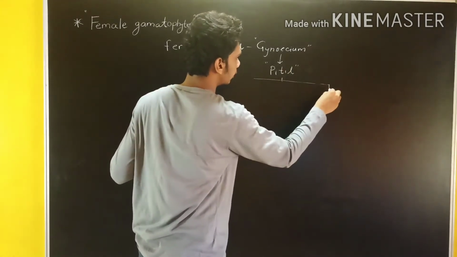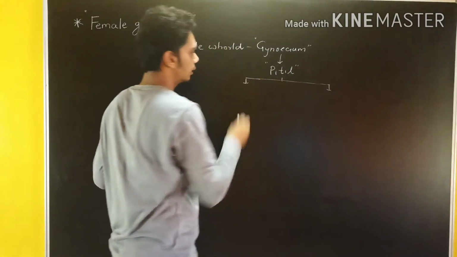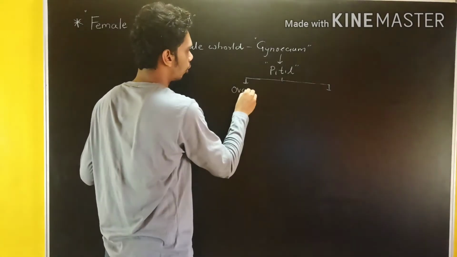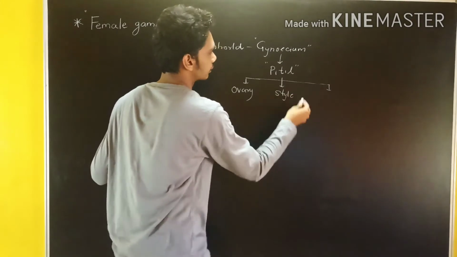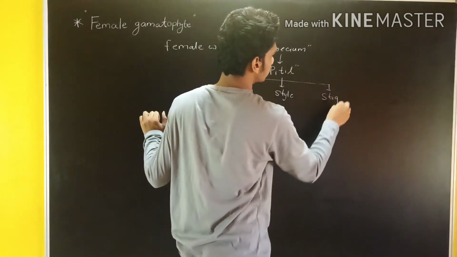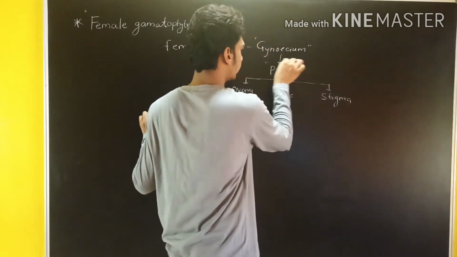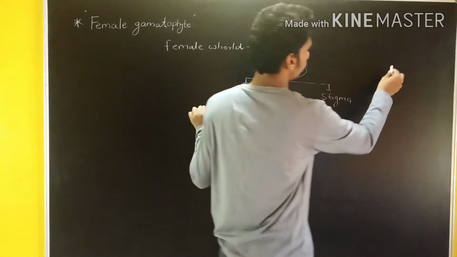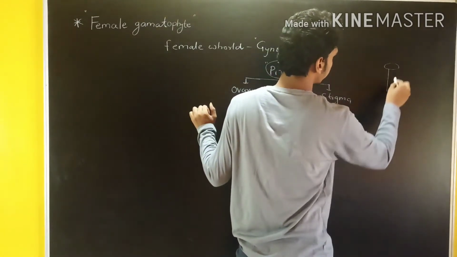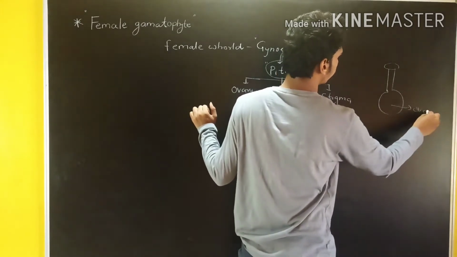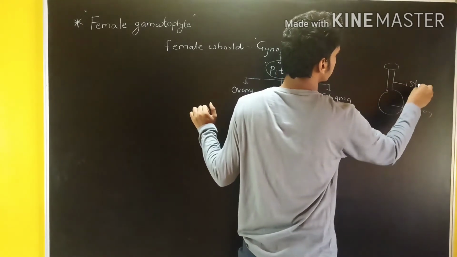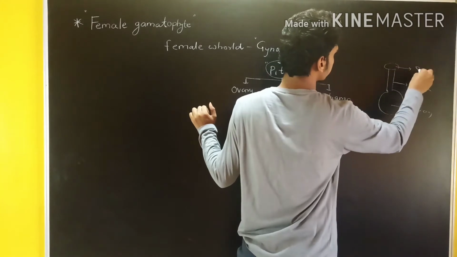Pistil is mainly composed of three parts. First part is ovary, second part is style, and the third part is a stigma. It is collectively called as a pistil. If you draw the diagram, you will get a structure like this. This is the ovary, this is the style, and the third part is the stigma.